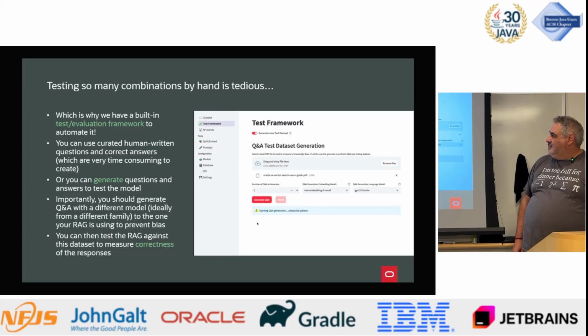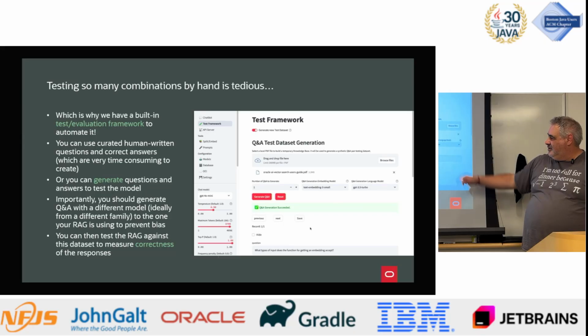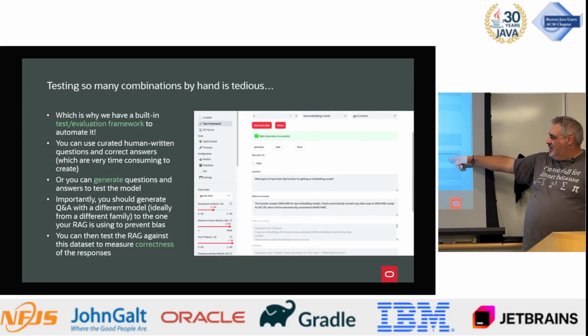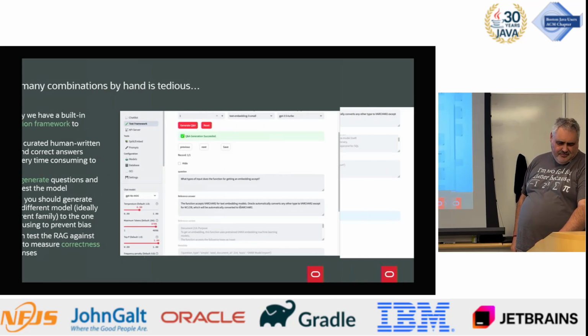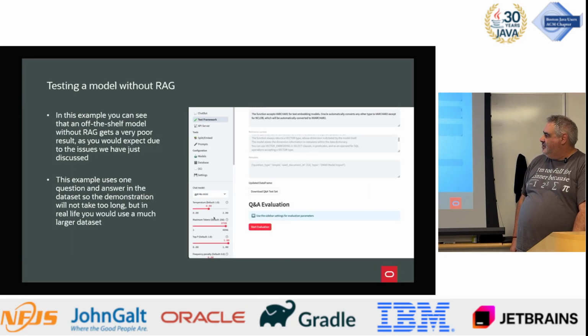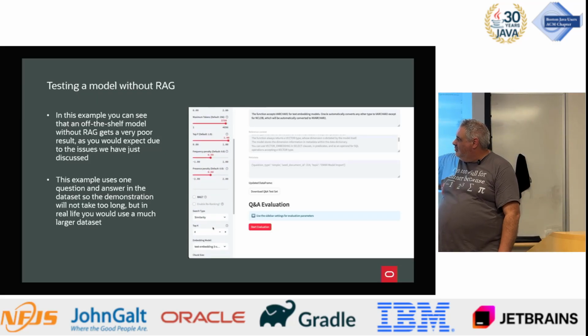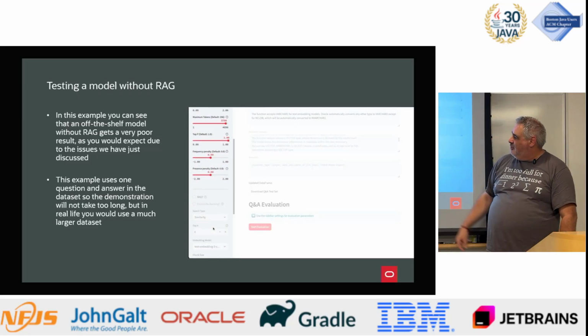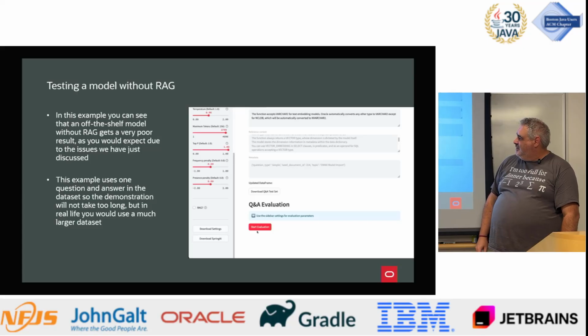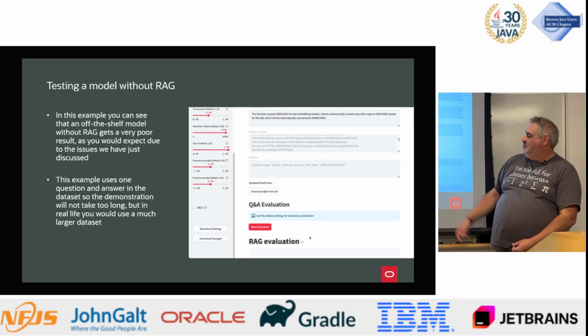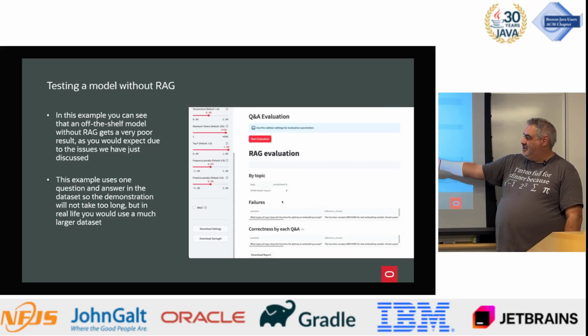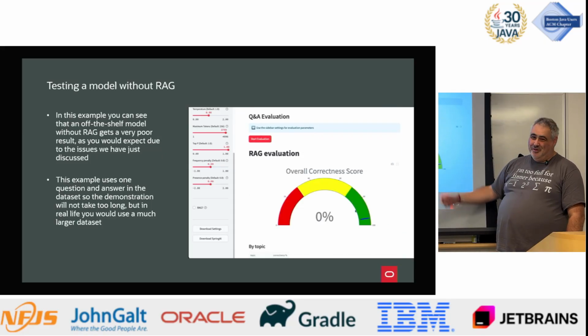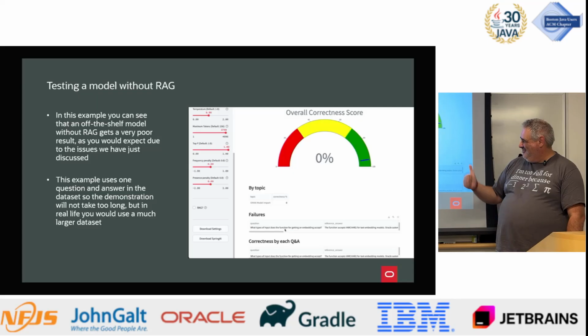Once we have the Q&A data set, you can see the question, the answer, where it got it from, and some metadata. Then you can ask the question. You pick which model, whether or not you want RAG, fiddle with all the parameter settings, run the evaluation, and it will come up with an answer. This is going to perform poorly because it doesn't have access to the private information. 0% correct. There you go.